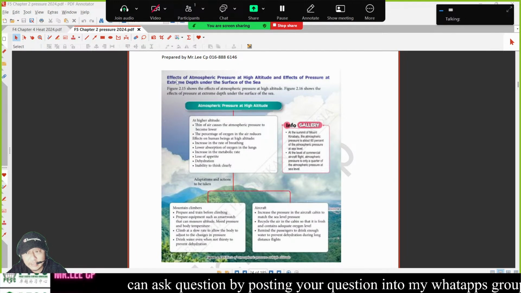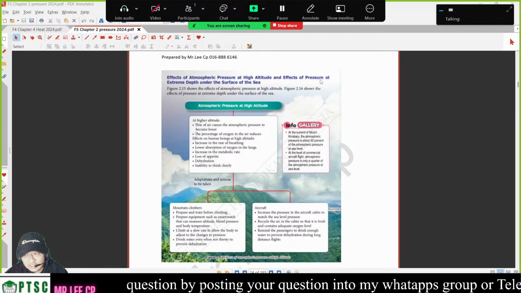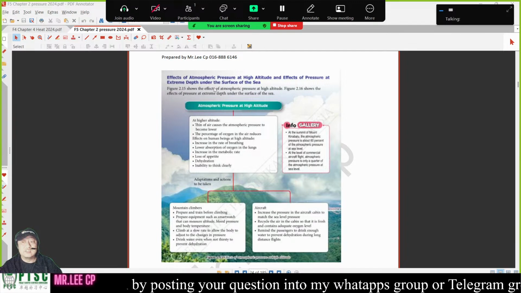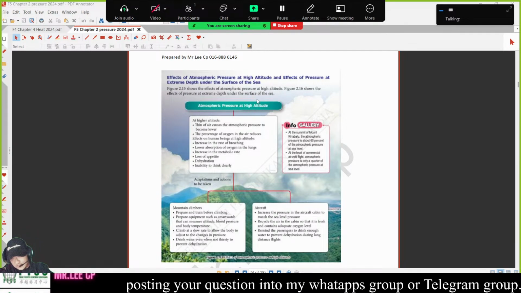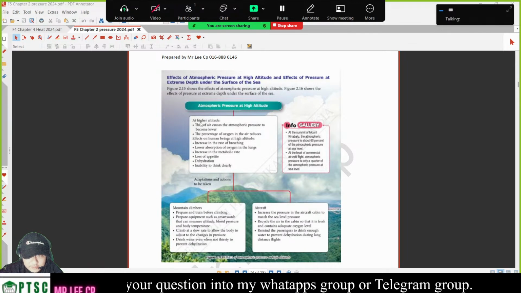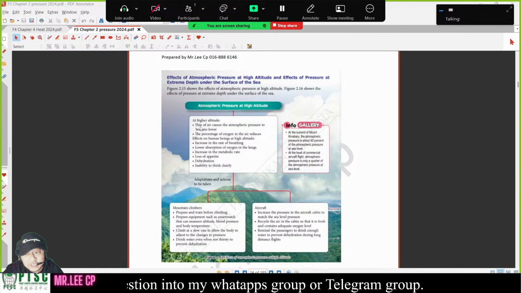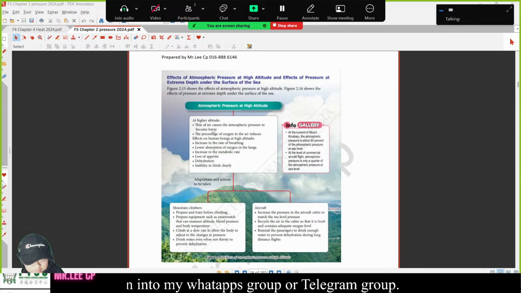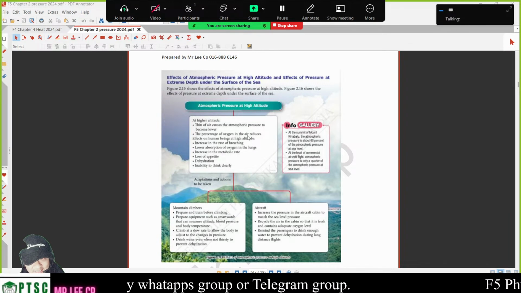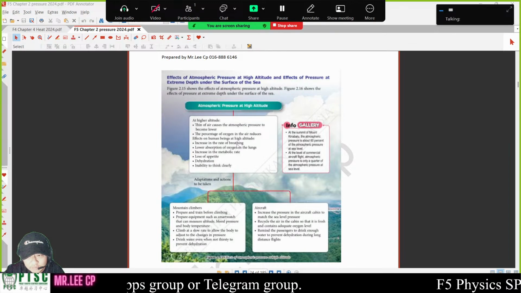All right. Read it. Effect of the atmospheric pressure at the higher altitude and effect of the pressure at the extreme depth under the surface of the sea. At high altitude, what will it be? When you go higher, the pressure is lesser. Atmospheric pressure becomes lower. The percentage of oxygen taken will be lesser, so harder for you to breathe. So increase the rate of breathing because it is very hard to breathe.